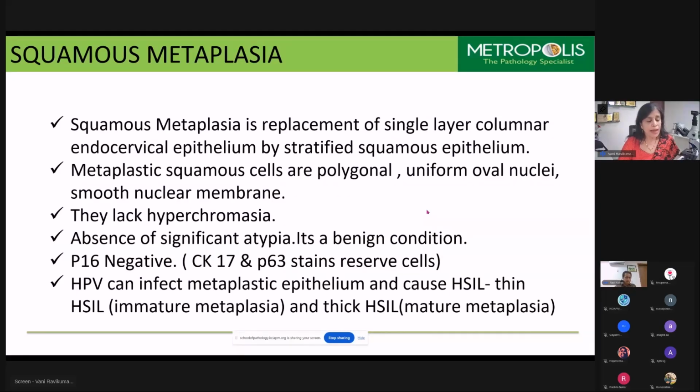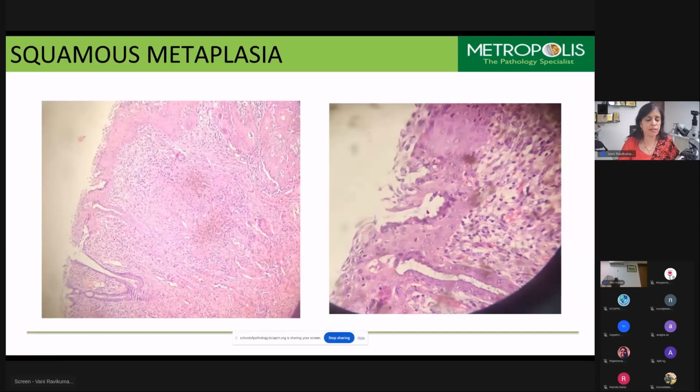Now, can HPV infect this metaplastic epithelium? Yes, definitely it can infect the metaplastic epithelium, squamous epithelium, columnar, any type of epithelium, and it can produce HSIL. The metaplasia could be either a mature squamous metaplasia or an immature squamous metaplasia. Mature metaplasia becomes a thick HSIL. Immature metaplasia, we call a thin HSIL. Often we find this lining squamous epithelium very thin. Then how do we tell lower third, mid third, upper two-thirds, all those terms, because it is so thin? We can just call it a thin HSIL because the whole lining is replaced by high-grade dysplasia.